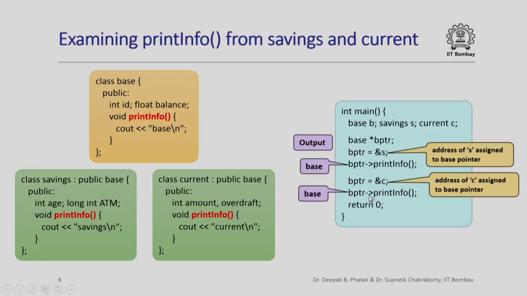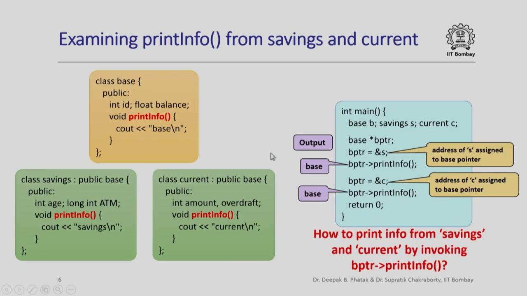Similarly, over here, since C is an object of the derived class current, therefore, it can also be treated like an object of the base class, and therefore, when I take the address of C and assign it to BPTR, whose type is a pointer to the base class, this assignment is fine. I am effectively treating C as an object of the base class, which I can do because it is derived from the base class, and therefore it has everything that the base class has. But then when I invoke BPTR arrow printinfo, because BPTR is a pointer to the base class, therefore printinfo of the base class is going to get invoked and base will get printed out over here.